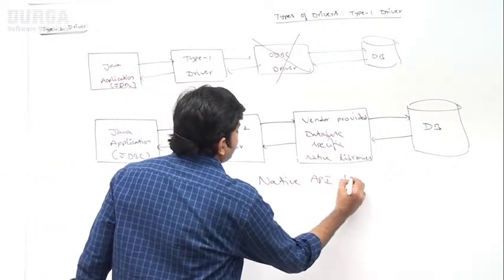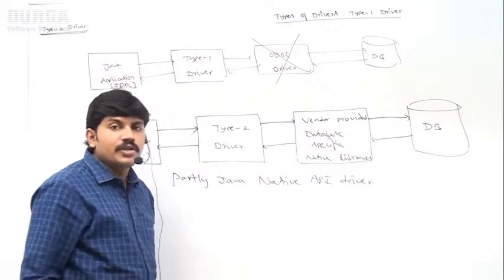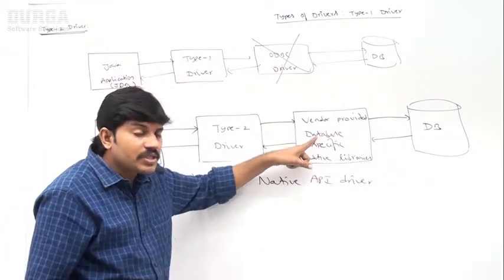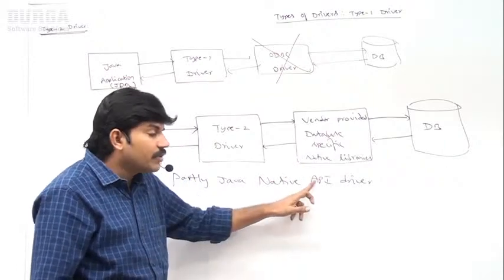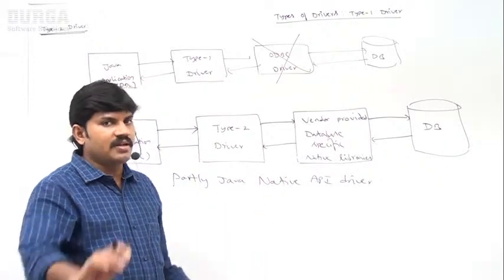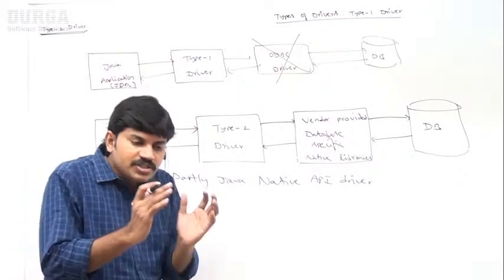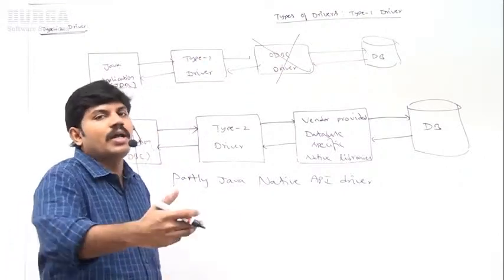Sir, do you know this driver is also known as the partly Java native API driver? This driver is called partly Java native API driver because we are using native libraries which are provided by the database vendor. That's why it is native API partly Java driver. It's not completely developed in Java. It is Java with the native languages, right?